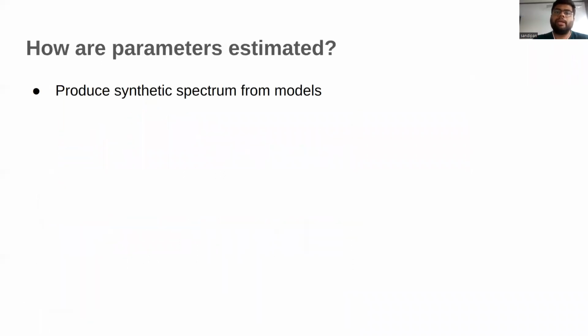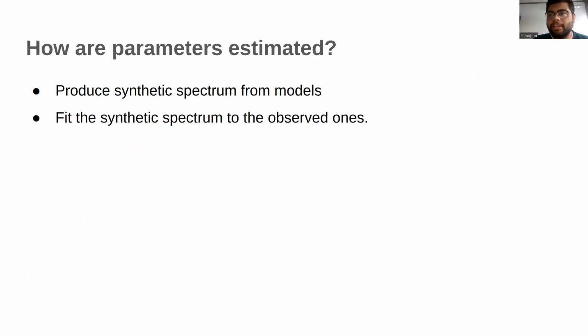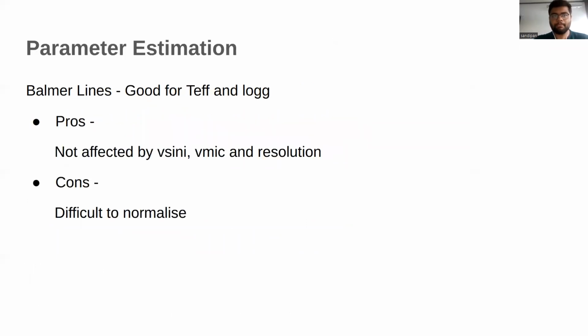Now, how do we estimate those parameters? The idea is simple. You just take a synthetic spectra from models and then fit the spectrum to the observations. But how? Well, there are a few ways. One is to use the Balmer lines. Balmer lines are just the hydrogen lines, where the electron transits from the second energy level to higher energy levels.